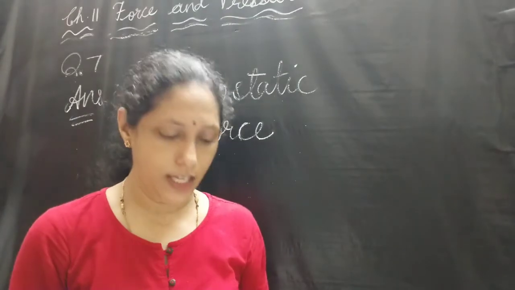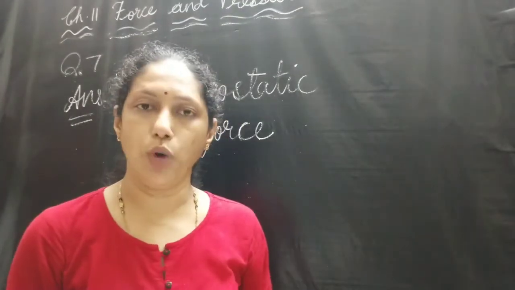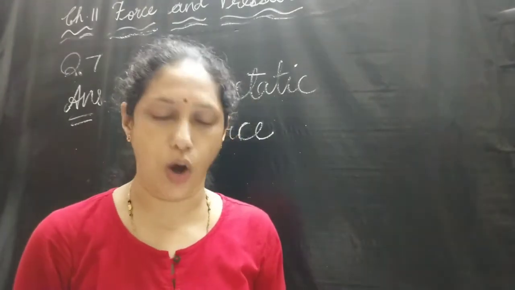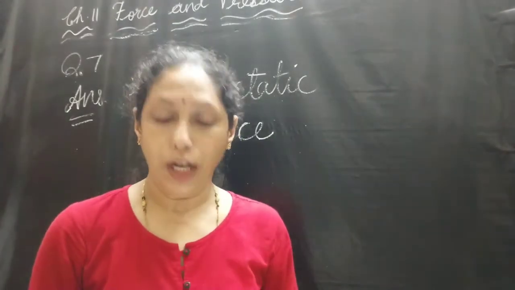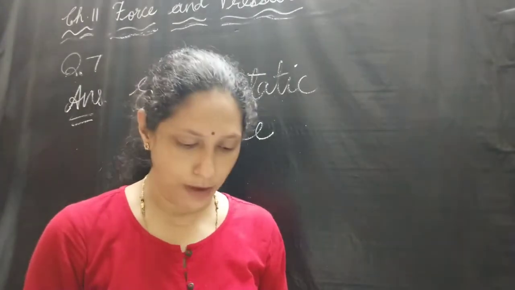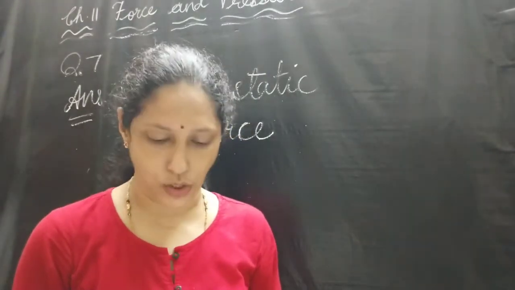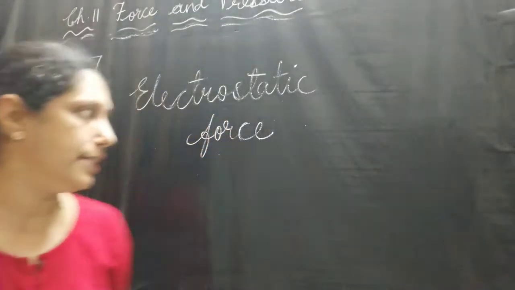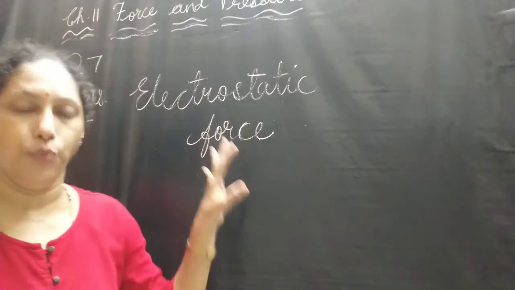Question number 7: an inflated balloon was pressed against the wall after it had been rubbed with a piece of synthetic cloth. It was found that the balloon sticks to the wall. What force might be responsible for the attraction between the balloon and the wall? Here the answer is electrostatic force.